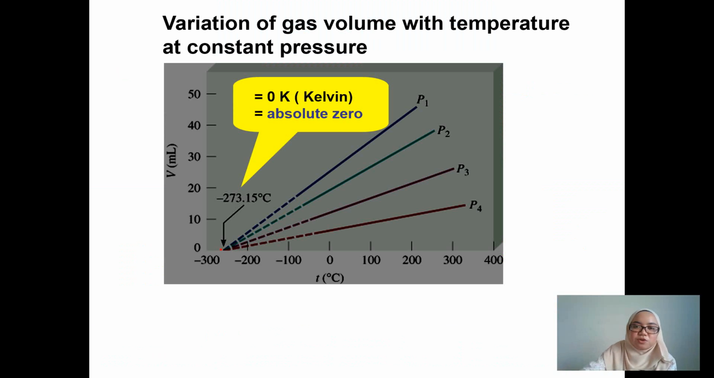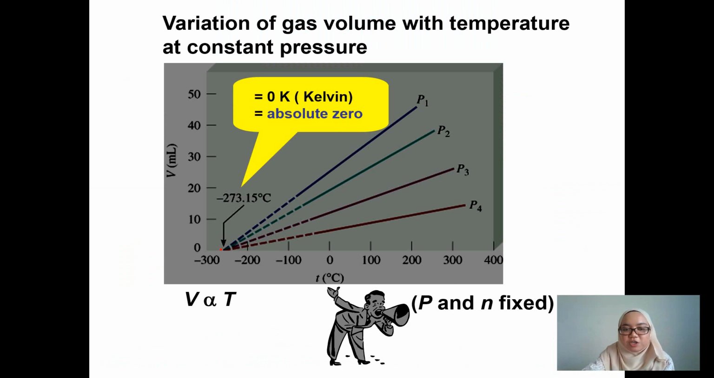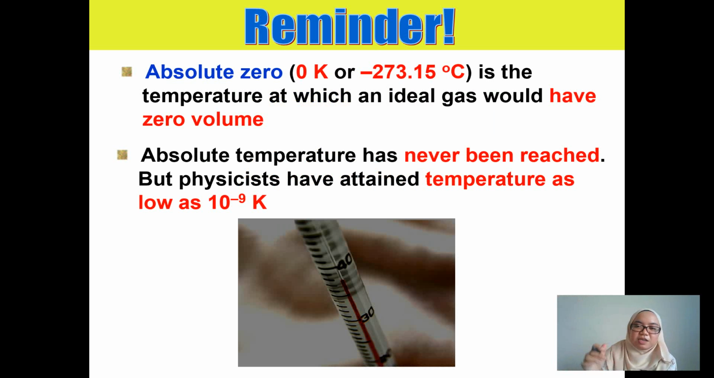Variation of gas volume with temperature at constant pressure. V is directly proportional to T, so the graph must increase linearly, right? Remember that absolute zero, 0 Kelvin or negative 273.15 degrees Celsius, is the temperature at which an ideal gas would have zero volume. When the temperature is 0 Kelvin, the volume of the gas will be zero. The absolute zero temperature has never been reached, but physicists have attained temperatures as low as 10 to the power of negative 9 Kelvin.